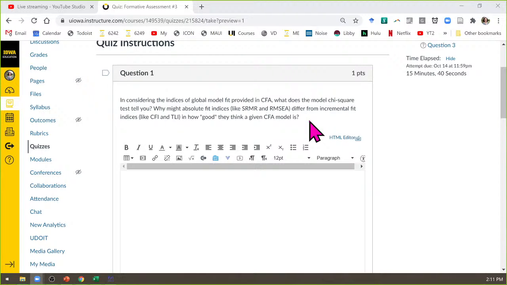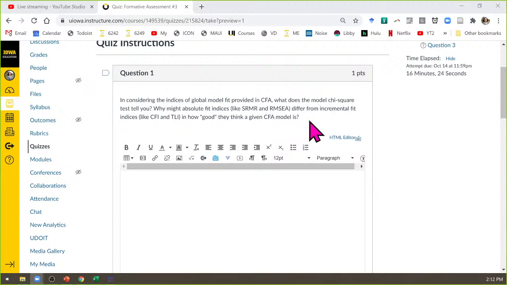CFI and TLI are different. They are testing your model against a comparison model that is the worst model, what is known as the null model, and it has no covariances in it. So the null model lets each indicator have its own mean and its own variance, but it has no covariances. So then those indicate, relative to the worst model, how much better is yours, where the best it can be is 1 for CFI, and TLI actually can go above 1, but you want bigger is better, above 0.9 or 0.95 for those. So it is the case that they can disagree because they're telling you the same thing from different perspectives. How much worse is it than best versus how much better is it than worst?